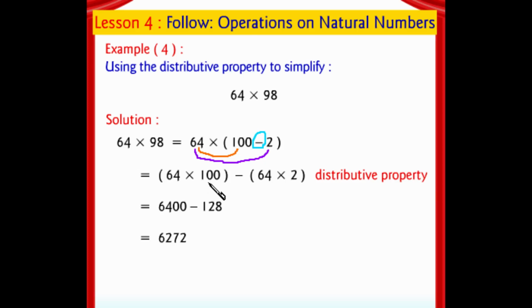64 times 100 equals 6400, minus 64 times 2 equals 128. 6400 minus 128 equals 6272.